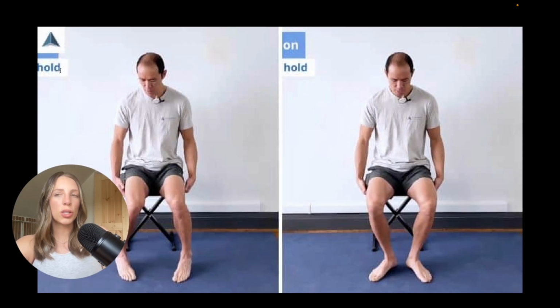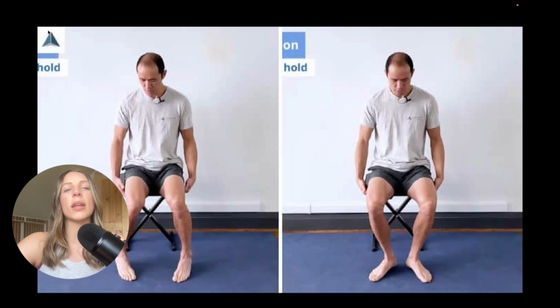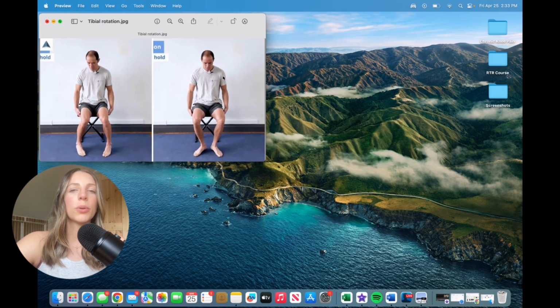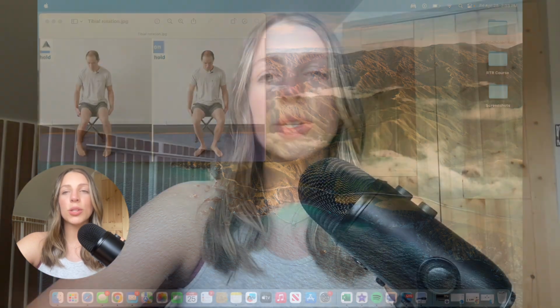So before you start this program, I want to make sure that you check that out and just see where your baseline is. But the whole goal of this program is to get you as symmetrical as possible so that you can be moving normally. So that is the goal of this knee mobility program.